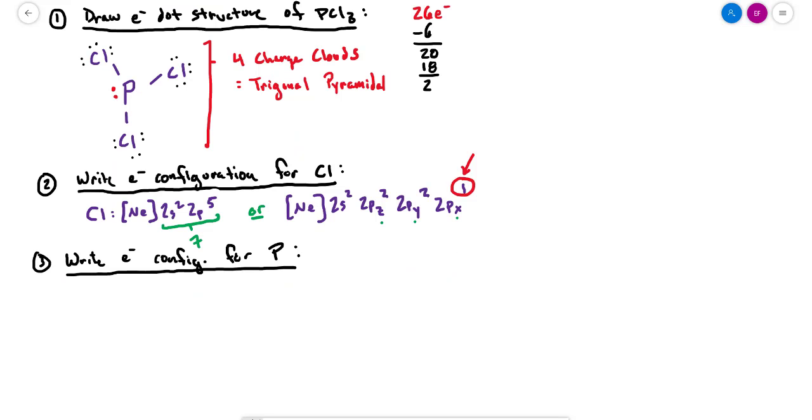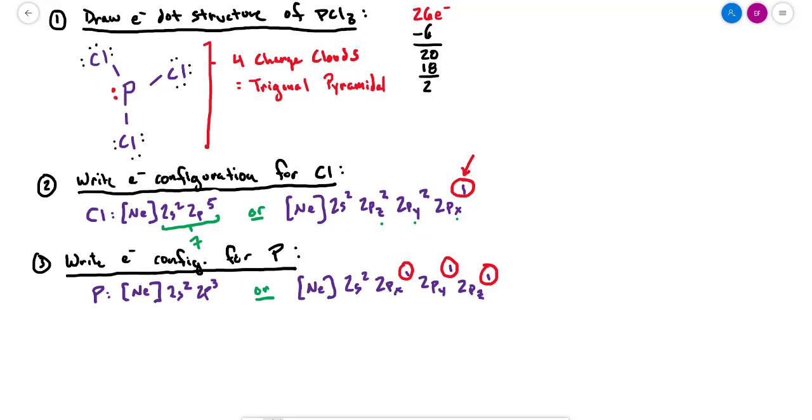So let's write the valence electron configuration for the central atom phosphorus. Phosphorus is in group 5, which means it has a valence shell of 5 electrons. We could write that out as neon 2s2, 2p3, or be explicit and write it as neon 2s2, 2px1, 2py1, 2pz1. Again, it doesn't matter how you order these. In this case it doesn't matter because they each have 1, but we just need to be self-consistent later when we actually draw the structure.